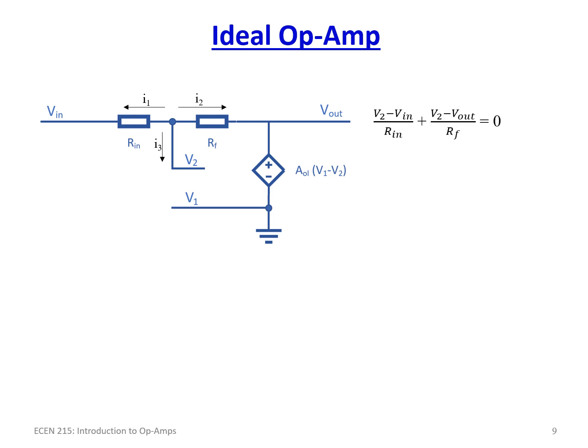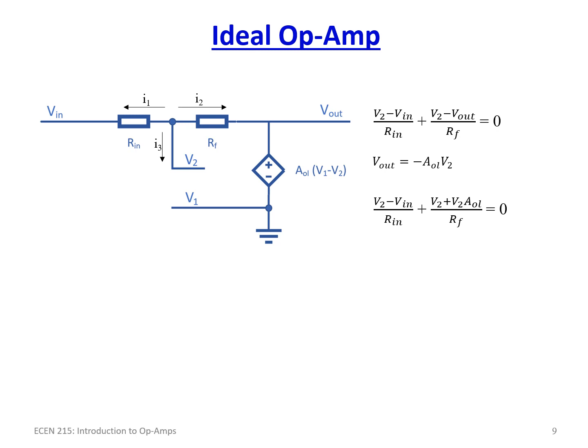So now we have V2 minus Vn over Rn plus V2 minus V out over Rf. So we basically wrote out our equation, I1 plus I2 is equal to 0. And again, we know that V out is equal to AOL times V1 minus V2. Since V1 is 0, it's just AOL times V2 with a negative sign in front of it. So we can go ahead and insert that into our equation, and we end up with V2 minus Vn over Rn, plus V2 plus V2 times AOL divided by Rf, is equal to 0.